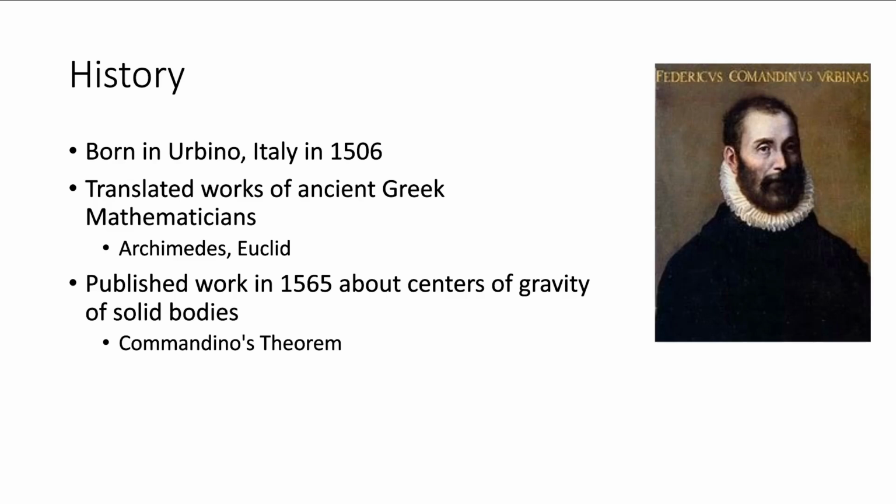He was born in Urbino, Italy in 1506. He was most well known for translating the works of ancient Greek mathematicians, such as Archimedes and Euclid, so he had a strong knowledge of Euclidean geometry. He did publish original work, like in 1955, about the centers of gravity of solid bodies, and it is important because in that work he did discuss what we know as Commandino's theorem.